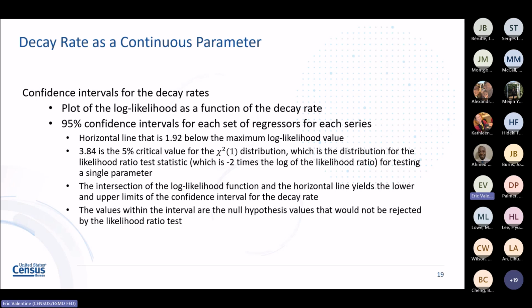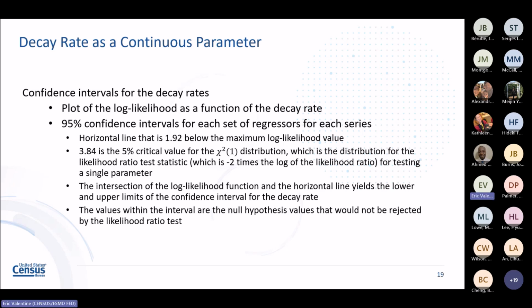From here, the idea is to get confidence intervals for the decay rates. You can plot the log likelihood as a function of the decay rate for each set of regressors. Then for a 95% confidence interval, draw a horizontal line that is 1.92 below the maximum value of the log likelihood function. 1.92 is half of 3.84, which is the 5% critical value for the chi-square distribution with 1 degree of freedom, which for testing a single parameter is the distribution for the log likelihood ratio test statistic.